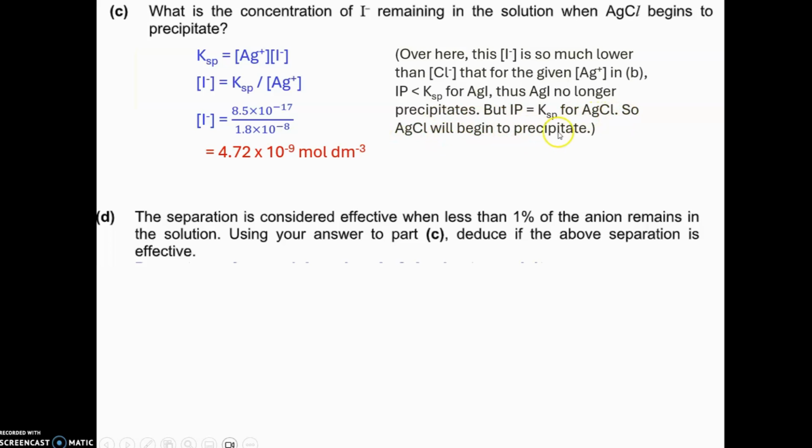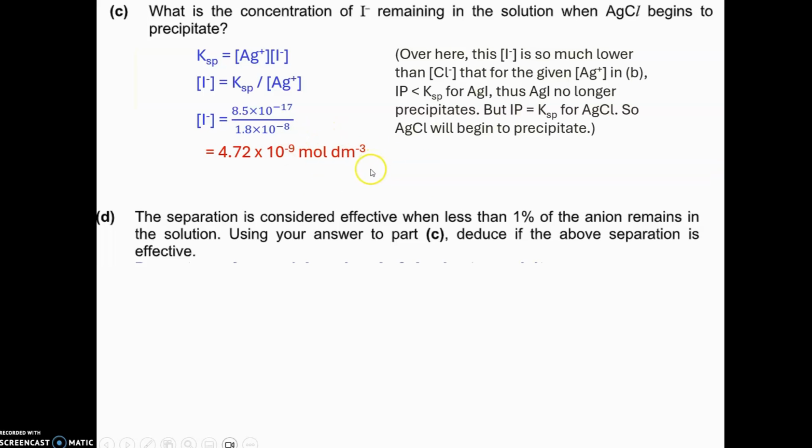Thus, AgI will no longer precipitate, but IP is equal to KSP for AgCl, which means that AgCl will soon begin to precipitate. And this also tells us that we can never fully remove any ion in aqueous solution via precipitation. There will always be a very, very small concentration of the ion left behind in the aqueous solution.